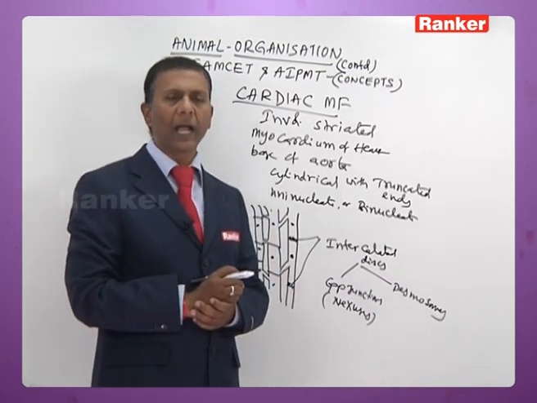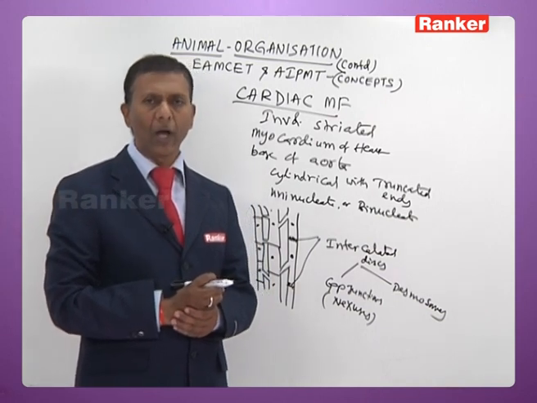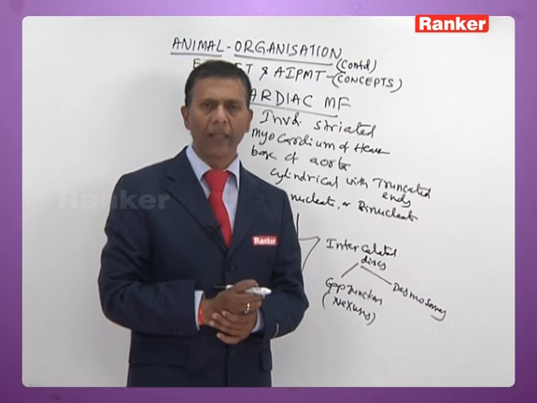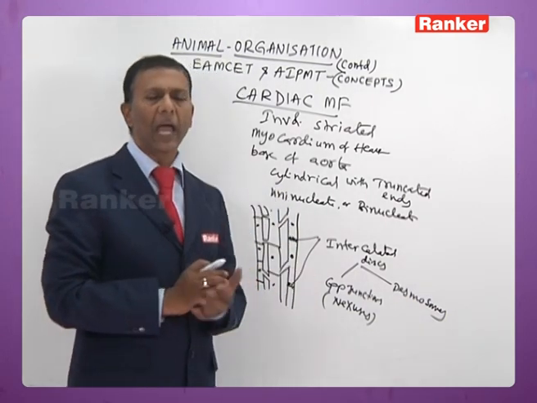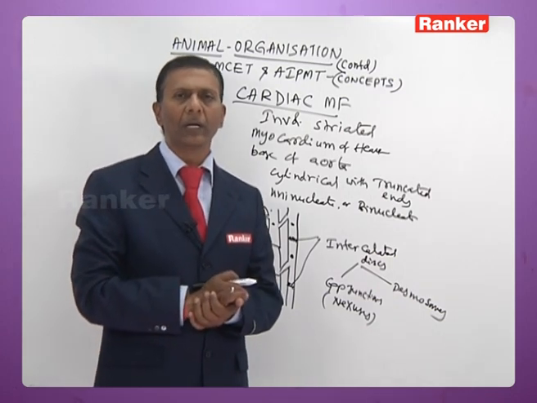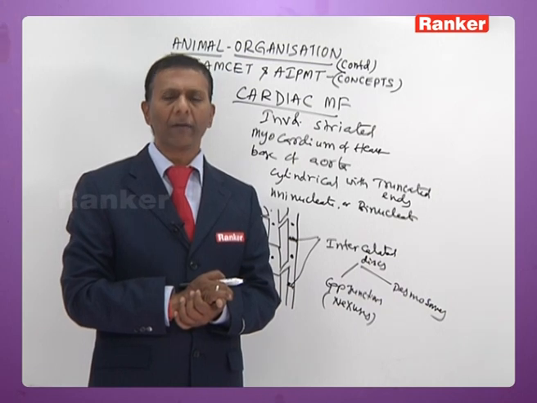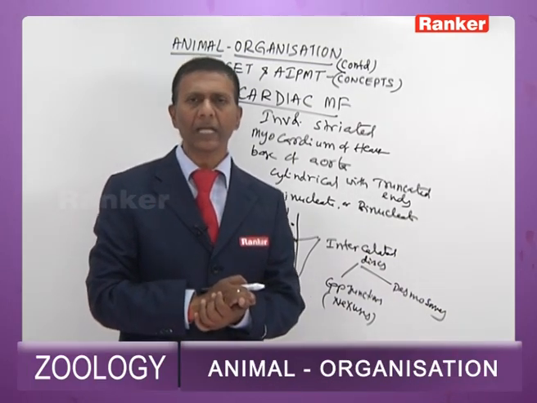They help in conduction of impulses from one muscle fiber to another. They also facilitate diffusion of ions from one muscle fiber to another. Due to the presence of gap junctions and the branched network, cardiac muscle fibers, though they are uninucleated, functionally act as a single unit.